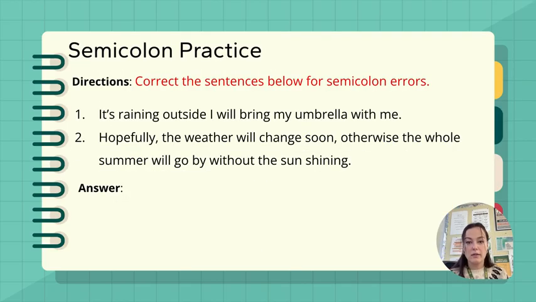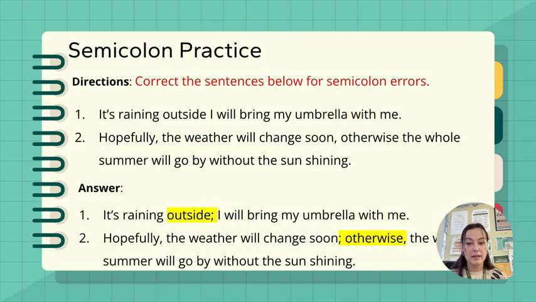And I want us to now correct the sentences below for semicolon errors. So, it's raining outside. I will bring my umbrella with me. Where do we think we could possibly put a semicolon? And then let's also look at the second one. Hopefully, the weather will change soon. Otherwise, the whole summer will go by without the sun shining.